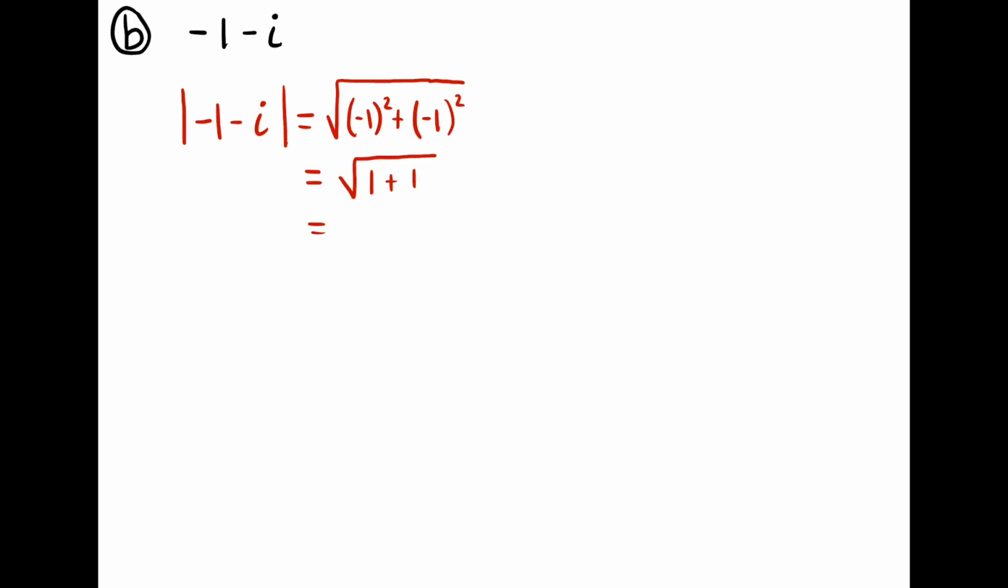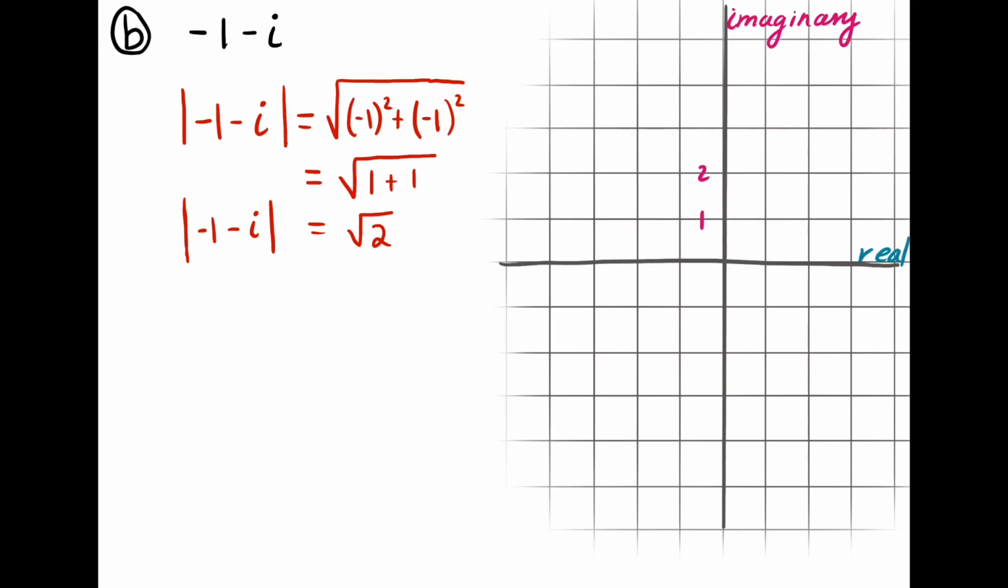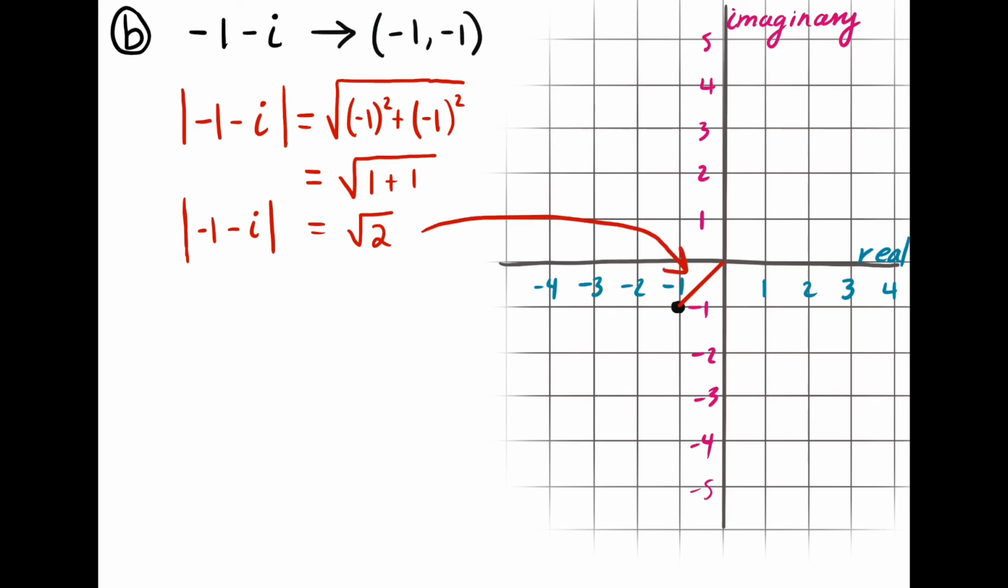Here's another example. Negative 1 minus i. So using our formula, we take the square root of negative 1 squared plus negative 1 squared, which gives you the square root of 2. So the distance away from my complex number to 0, 0 is the square root of 2. So the point that I'm graphing on my plane is negative 1, and that little distance right there is the square root of 2.